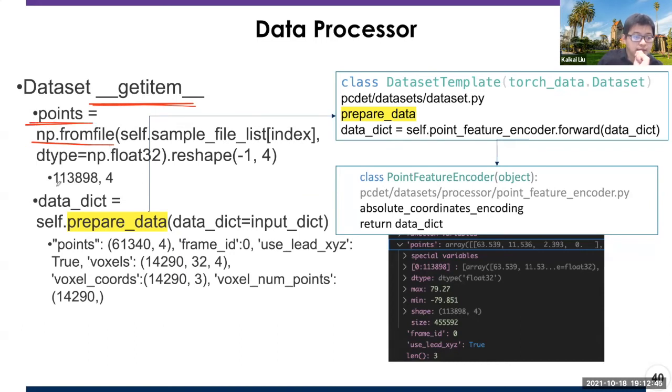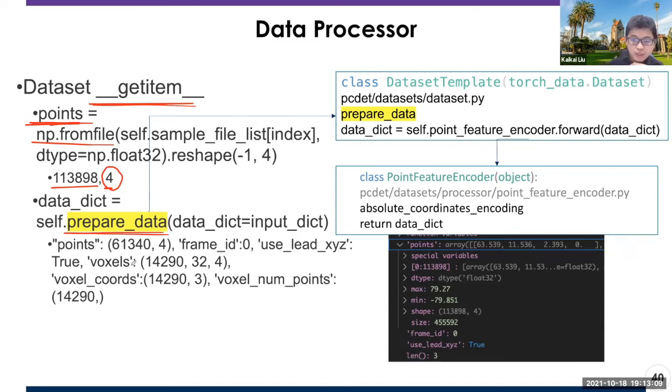The LiDAR points array has the number of points you have, and this is 4, the features for the original points. The features for the original points are X, Y, Z, and the intensity. This is four features of the points. Then after you get the original LiDAR, they also have the prepare data operation.